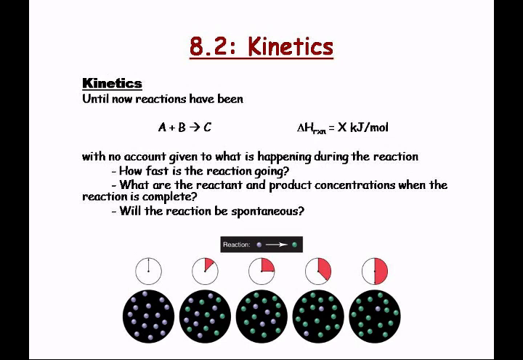If we took a snapshot of this reaction at a time here, we wouldn't get a picture of what happened over here, but we'd get an idea of what's going on in between. We could take a snapshot here and see that the product concentration increased to there, and the reactant concentration decreased to there. So we can see the rate of the product concentration increasing, and the rate of the reactant concentration decreasing.